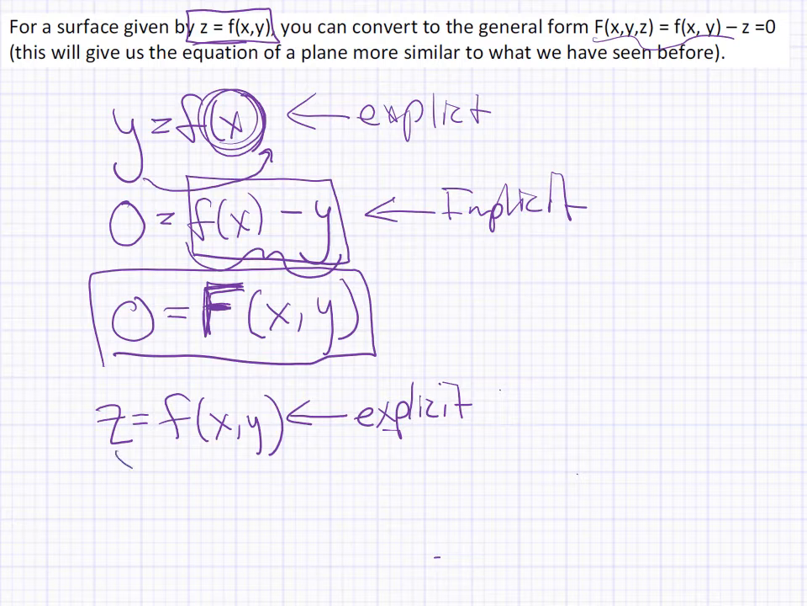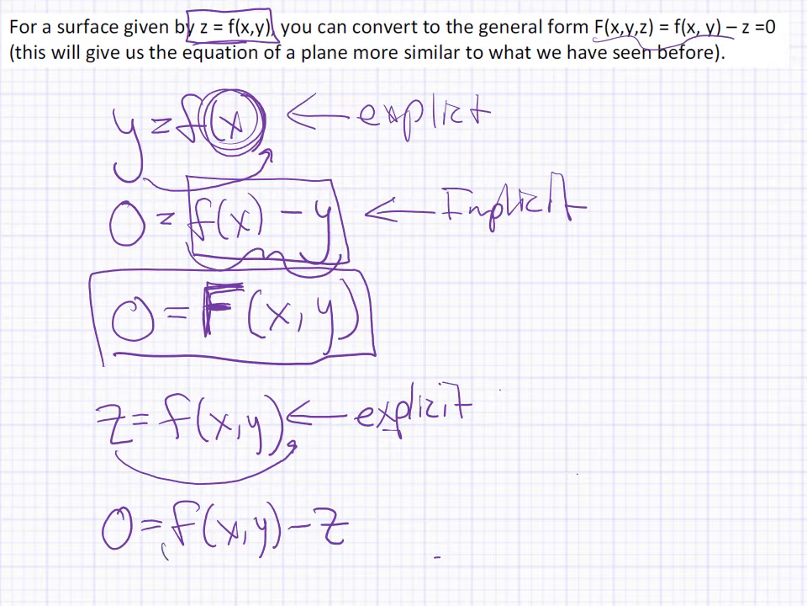But I can do the same thing by dropping the z to the other side, subtracting it over to the other side, and say, okay, this here is a function of, or an expression in, 3 variables. So I could write it as capital F of x, y, and z. It's got 3 variables in it: x, y, and z.